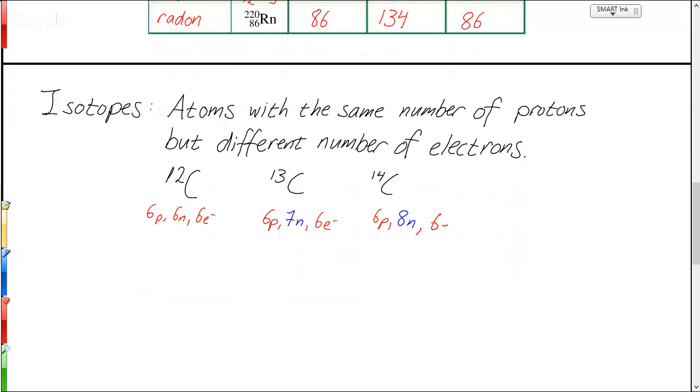So then, different number of neutrons. Because you wrote electrons. Oh, yes, you're right. I'm sorry. I keep wanting to say electrons today. Thank you. Yeah. Same number of protons, but different number of neutrons.